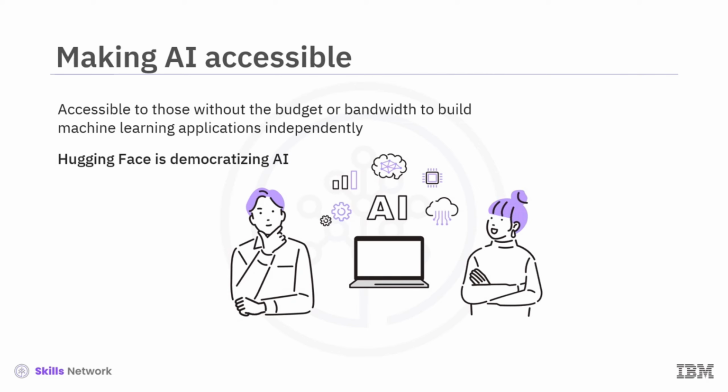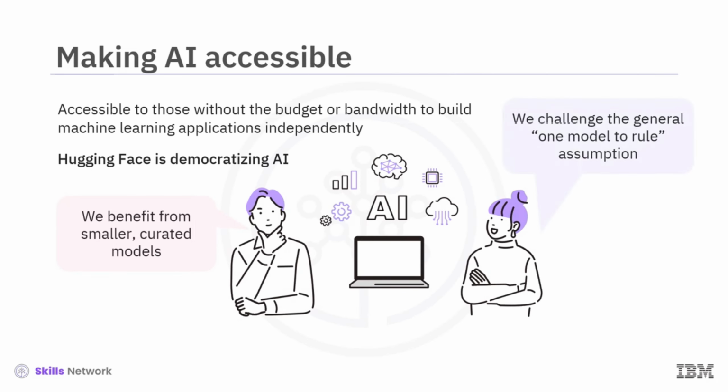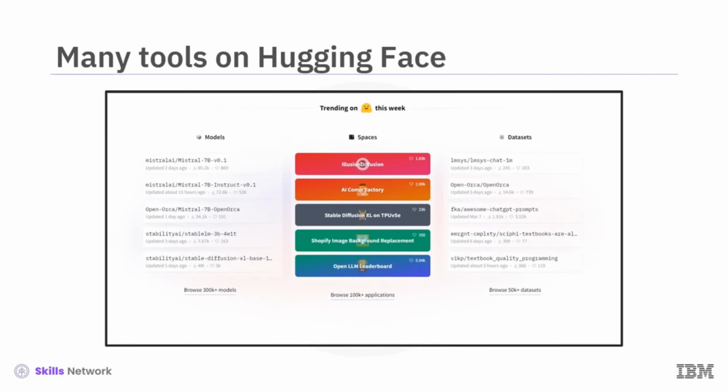Hugging Face is, therefore, credited with democratizing AI as everyone comes together to benefit from smaller, curated models, challenging the general one-model-to-rule-them-all assumption. At first, the Hugging Face community focused on creating transformer-based models to leverage the capabilities of natural language processing, or NLP. However, today, the platform offers various machine learning tools for generating text, images, audio, and video.